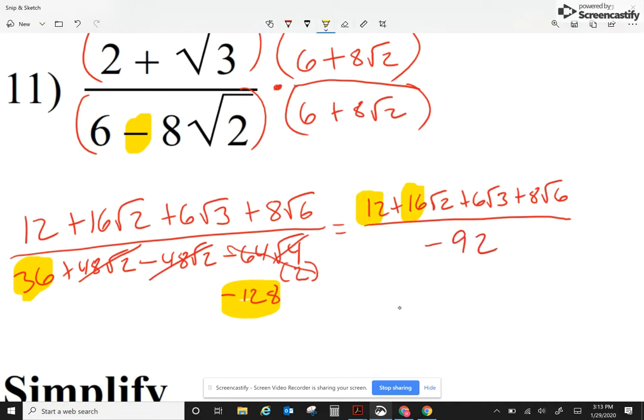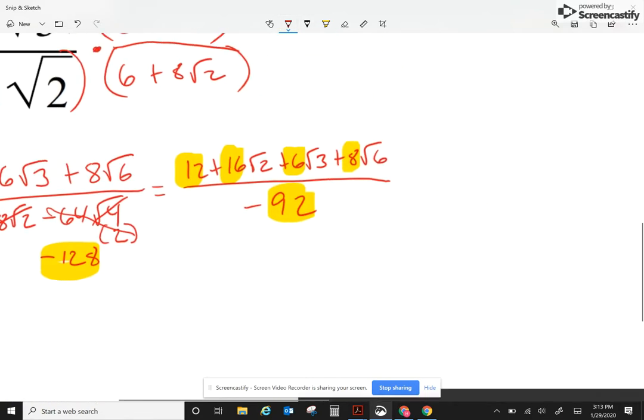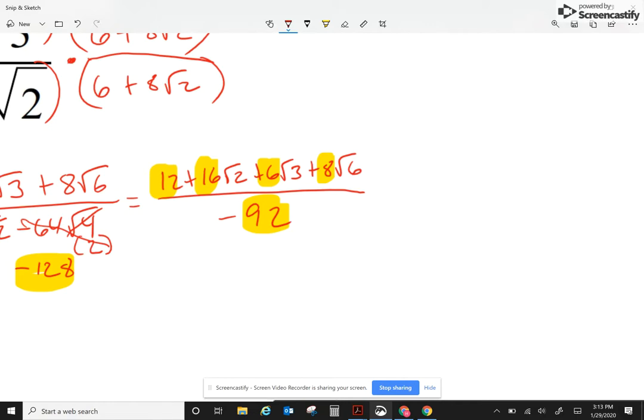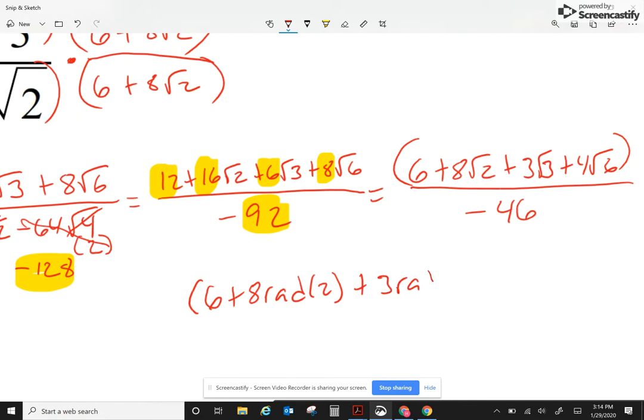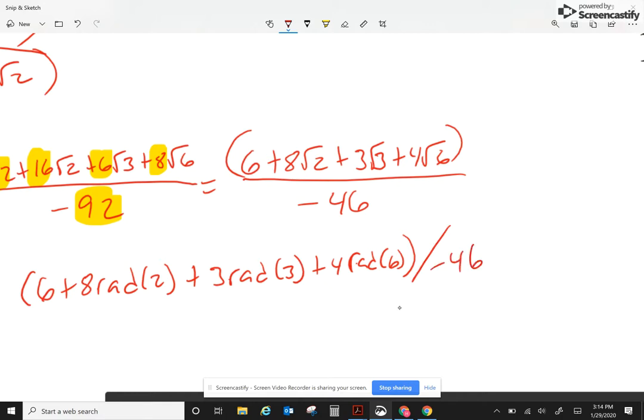When I take a look at all my whole numbers, I can divide them all by 2. So I'm going to divide everything by 2. That gives me 6 plus 8 radical 2 plus 3 radical 3 plus 4 radical 6 over negative 46. I'm okay with having negatives at the bottom. Some teachers don't like negatives at the bottom. In my case, I am. Okay, the way we type this, because the top has plus or minuses in it, make sure you use parentheses. So I'm going to go 6 plus 8 radical 2 plus 3 radical 3 plus 4 radical 6. Close my parentheses from the top over negative 46.